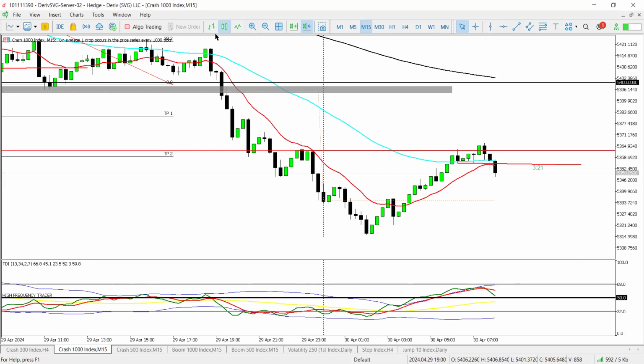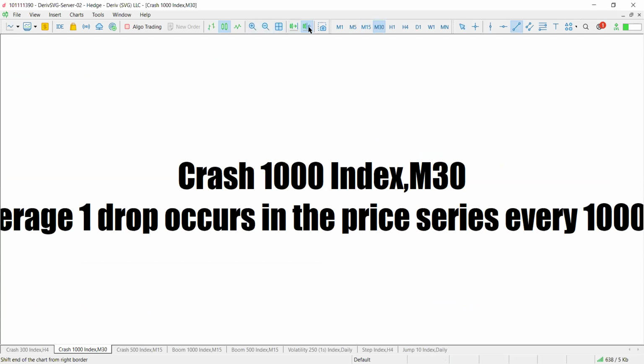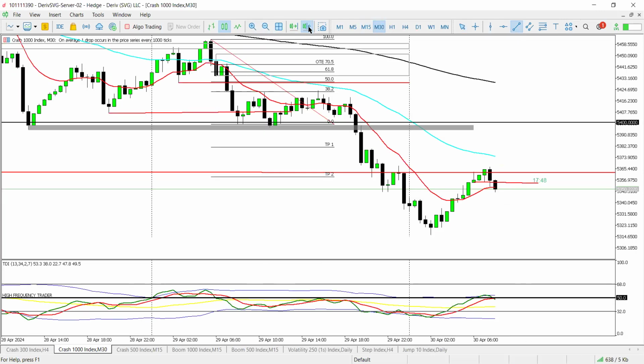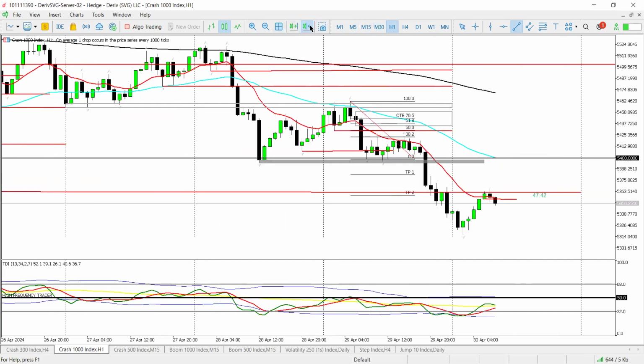That is 53.50. All right, so at the same time, I still want to pay attention to these order blocks here. If you notice, we've got multiple order blocks here. Price is coming up, so I'm just going to jump to M30. Let's see what we have here. Okay, come back to each one.